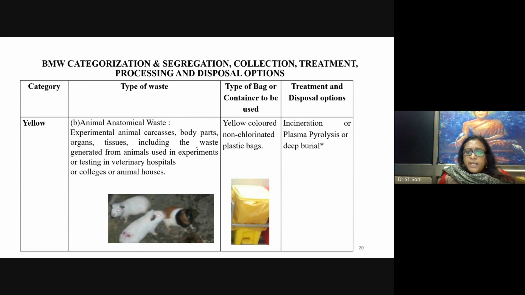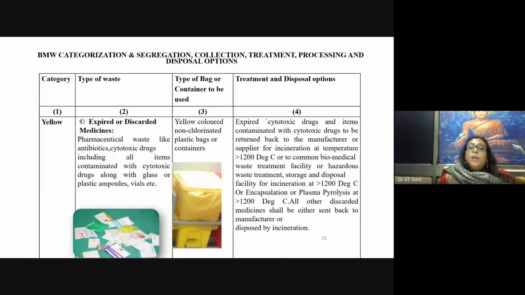From the experimental animals: animal carcasses, body parts, tissues, waste generated from animals used in the experiment, veterinary hospital waste, and college waste, they all are the same. They are supposed to be discarded into the yellow colored bag, and the final treatment and disposal is incineration only.